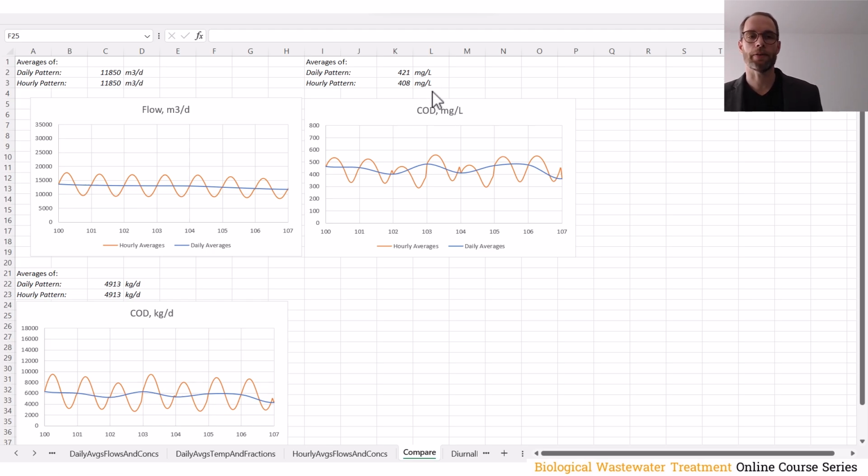This is to be expected because our loading is highest when our flows are highest, and so our concentrations are skewed as a result of that. So we don't expect to see continuity around concentration, but we do based on flow and loading. And that's a very important point to remember when we're developing the synthetic data sets.